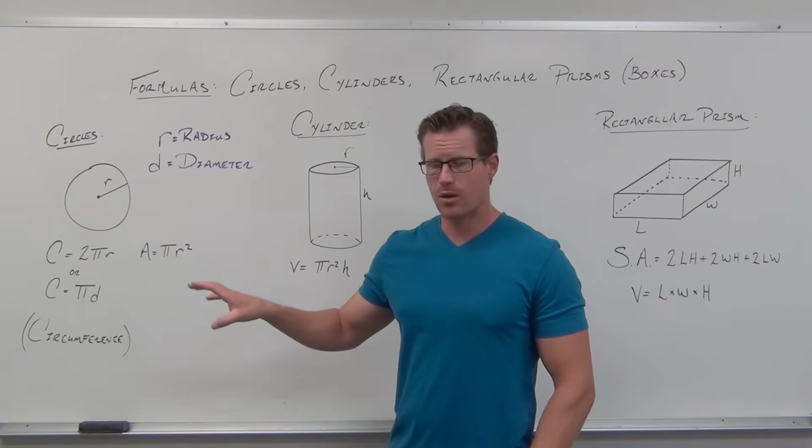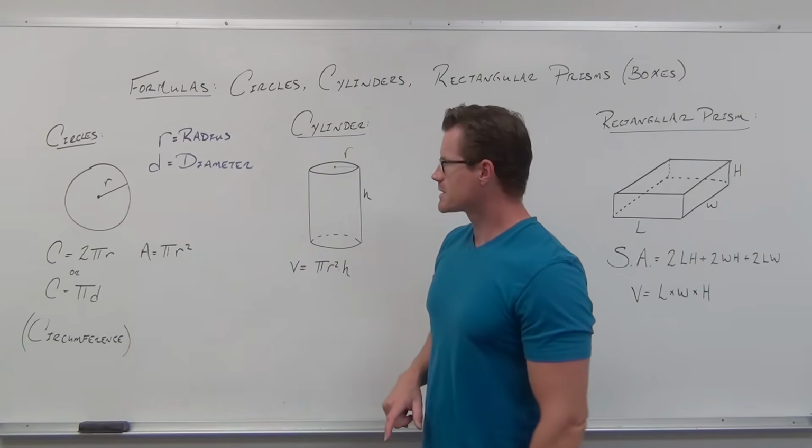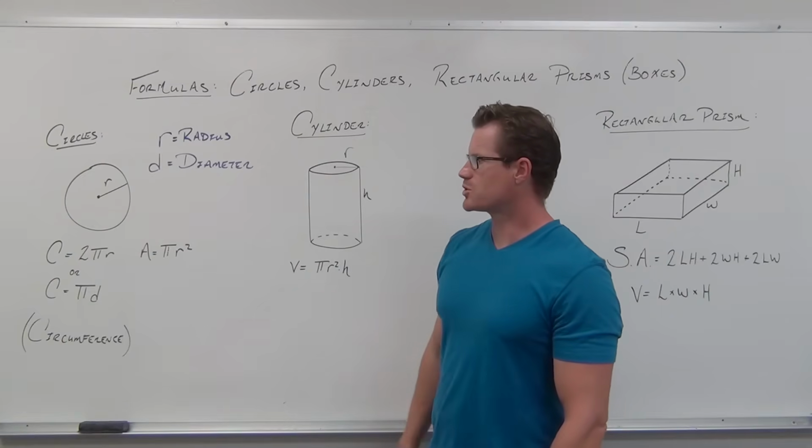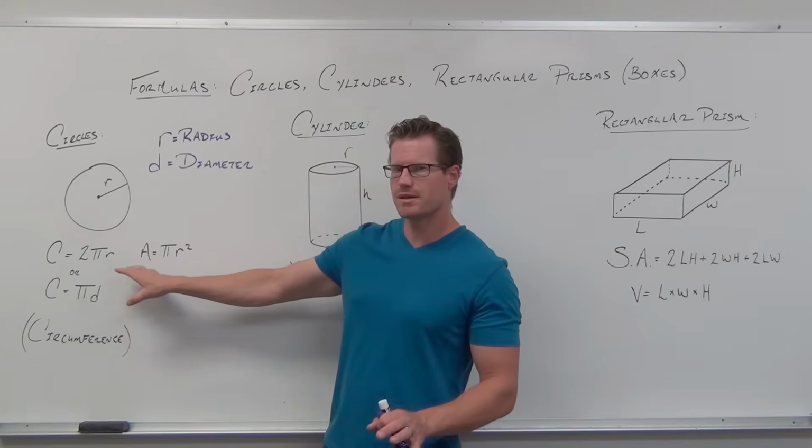So I want to show you right now what the circumference is and what the area is for a circle. Let's make it a little bit more challenging. And you can know something right off the bat, that there's 2 formulas for circumference. And I hope that this makes sense.